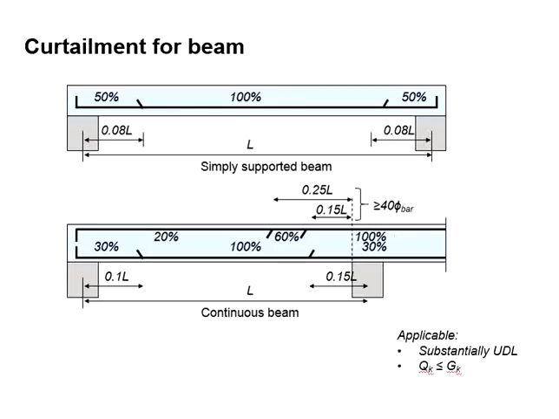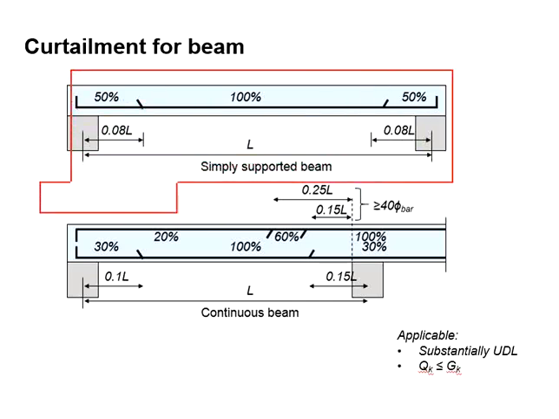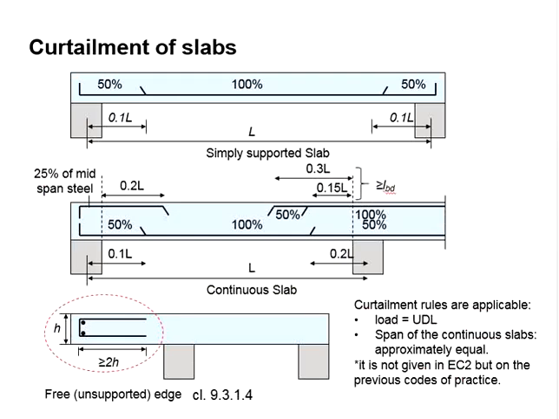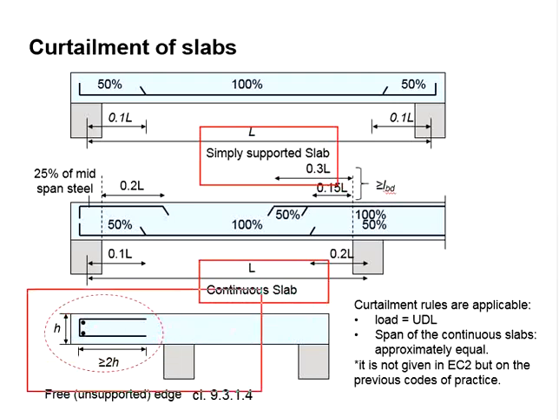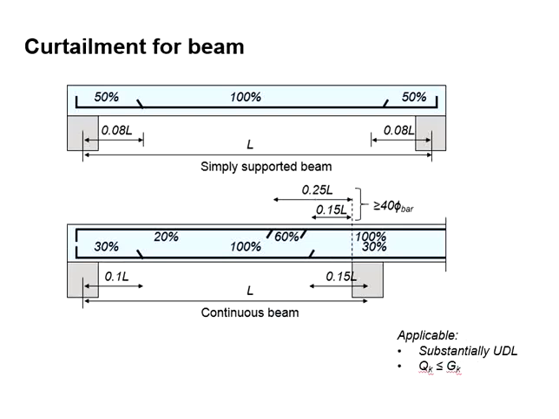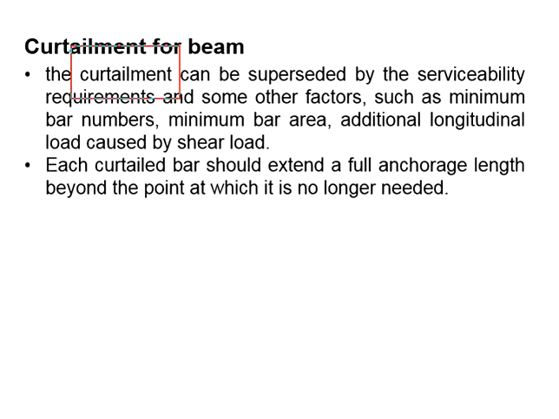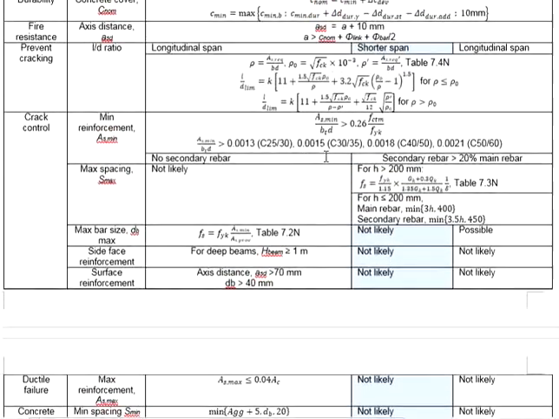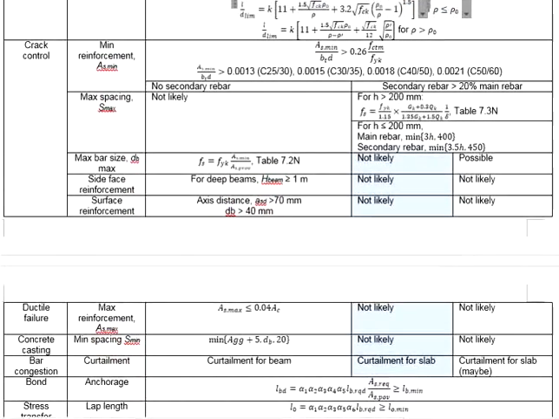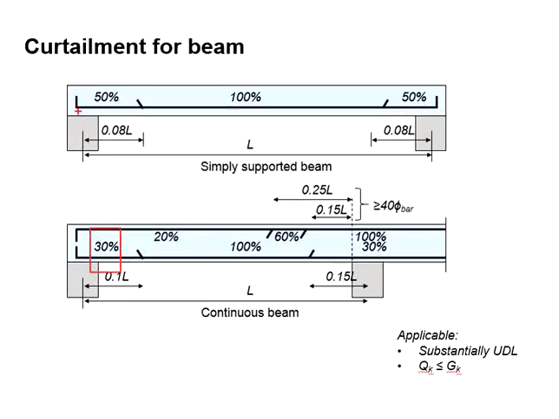Even for the beam itself, the curtailment for a simply supported beam and a continuous beam differs. The same goes for the slab: simply supported, continuous, and cantilever. Bear in mind that not only do you need to check the applicability of these curtailment rules, the curtailment should not supersede the serviceability requirements as listed, those that we have discussed previously, particularly the minimum bar areas. Make sure when you do the curtailments reducing the amount of reinforcement bar, the minimum bar areas must be complied with.